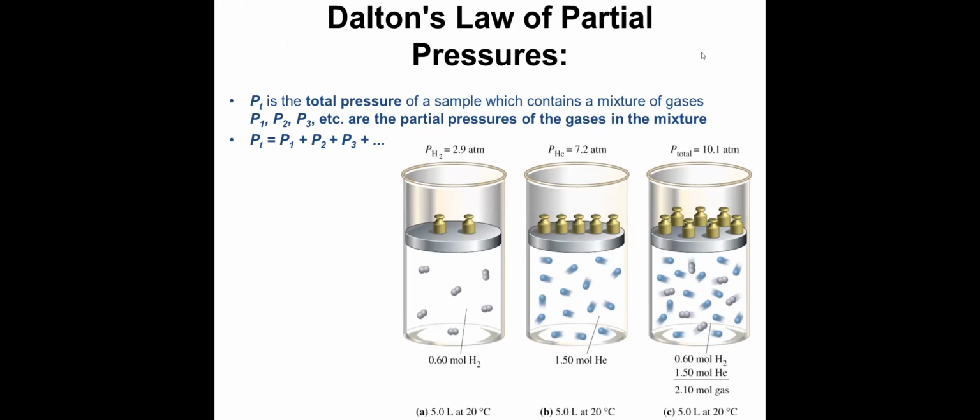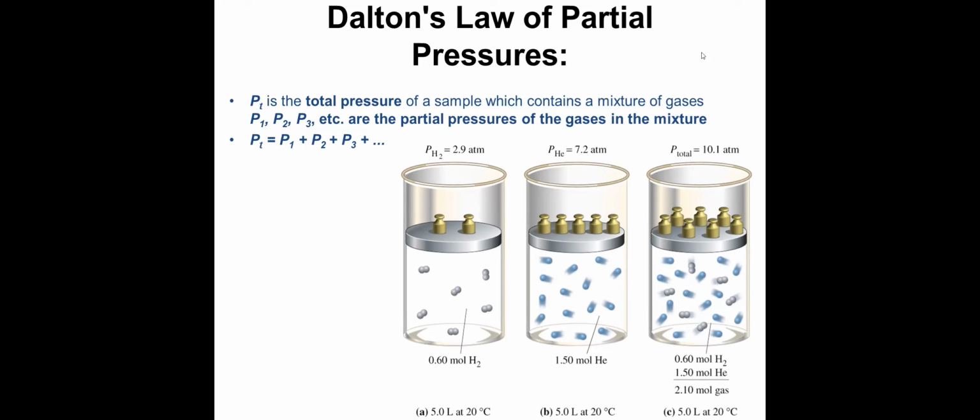So let's talk a little bit more about Dalton's law of partial pressures. And this is a perfect example of it, because you can see it in a jar. It makes sense. So in this story, PT is the total pressure of a sample, which contains a mixture of gas. That would be depicted in part C of the figure on the far right side. Now the mixture of gas is equal to the partial pressure of gas 1 plus the partial pressure of gas 2 plus the partial pressure of gas 3, etc. And they're all added together to create the total pressure.